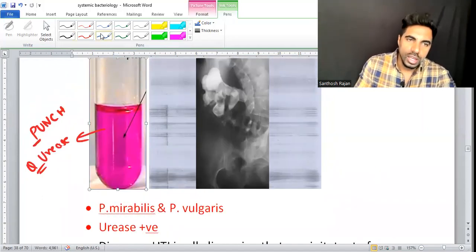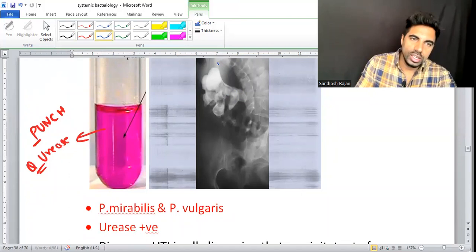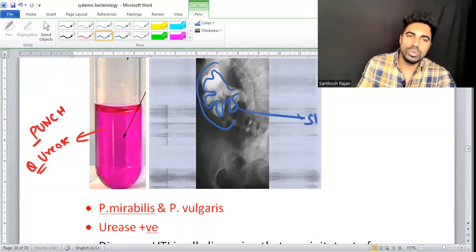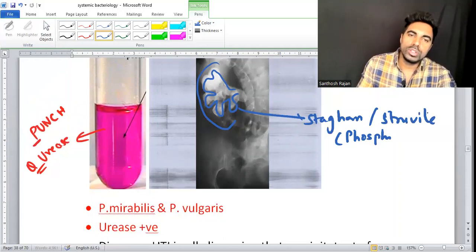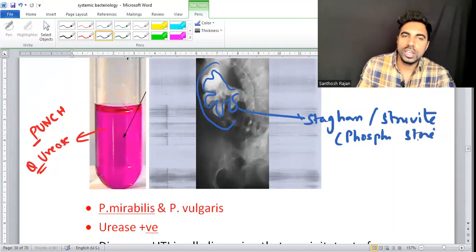Ye piche, ye radiology question hai, but you can say, ye kya hai? What is this? Okay, this is the ureter. Ye kidney kind of ureter. Ureter mein stone aa gaya. So what is that? What stone is that? Staghorn stone. That is called staghorn stone. Staghorn, uska dusra name hai, phosphate stone. Or struvite bhi bolta hai. All are important, struvite. Struvite stone, kidney stones.